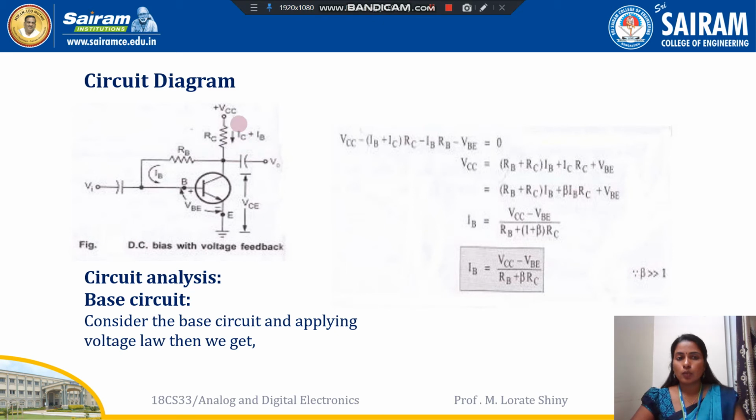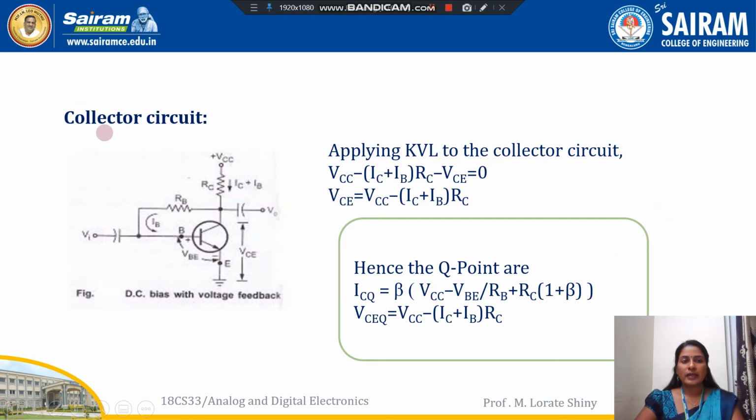So now I'll move to the output side. So for that I'm taking collector circuit. Collector circuit is from VCC through RC, VCE to ground. So now I have to apply KVL, Kirchhoff voltage law, to the collector side or output side. So I'll get this equation: VCC minus (IC plus IB) into RC minus VCE equal to 0.